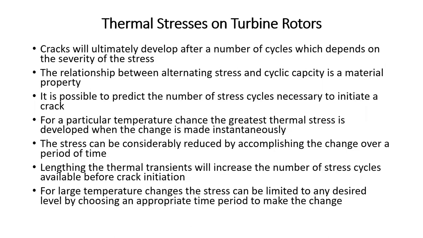So the stress can be considerably reduced by accomplishing the change over some determined time period. Lengthening thermal transients will increase the number of stress cycles available for initiation. If you lengthen the amount of time it takes to do the transient, then you reduce the thermal stresses and you get more stress cycles before initiation. For large temperature changes, the stress can be limited to any desired level by choosing an appropriate time period. So we can manage this. We simply have to be on top of it and pay attention to what we're doing.